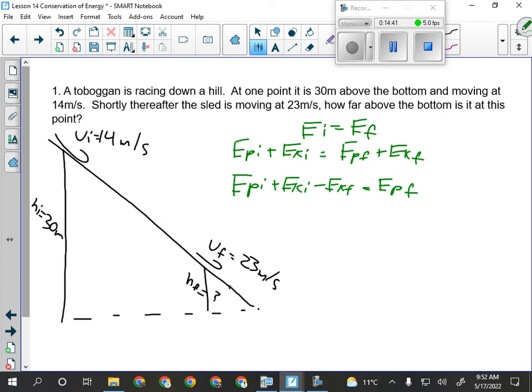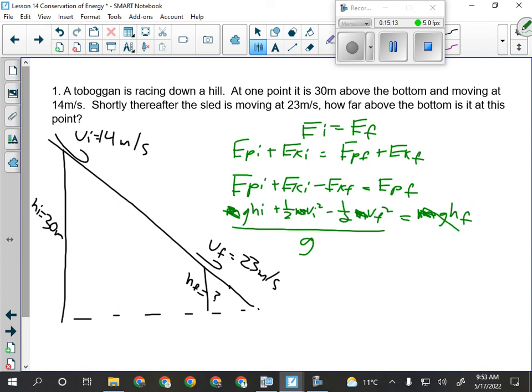Now I can plug in my formulas and expand this out. M times g times h initial plus 1/2 m v initial squared minus 1/2 m v final squared equals m times g times h final. I wasn't given mass in this question, because I don't need it. What do I have to do to get HF by itself? Just divide by g.